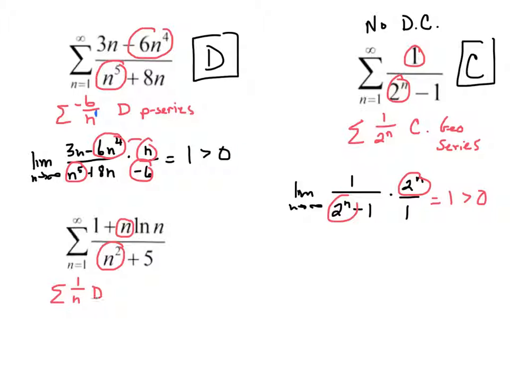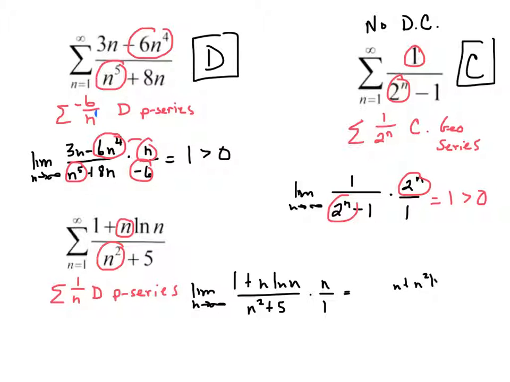This is a divergent P series. Remember, this is the harmonic series. It diverges. Remember those P series. Really, really know those rules. Okay. So I take my original, I divide it by the new series, same as multiplying by the reciprocal. And what I'm going to get is n plus n squared natural log of n over n squared plus 5.